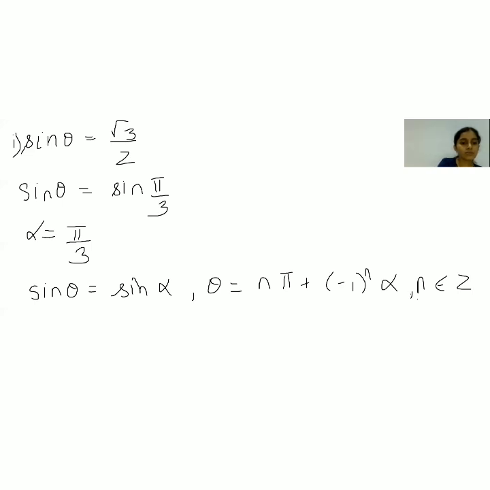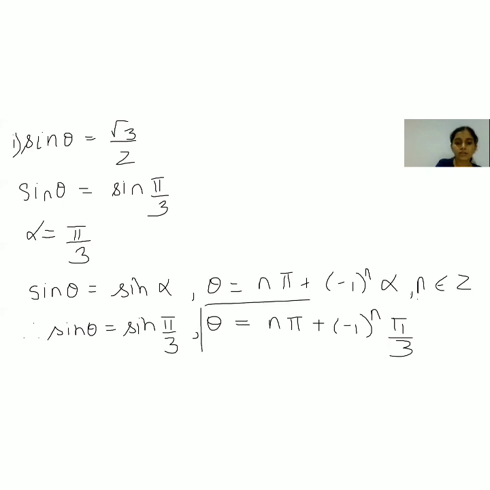For this sum it will be, therefore, sine theta is equal to sine of pi by 3, comma, theta is equal to n pi plus minus 1 raised to n. What is the alpha value? Pi by 3. So this is your generalized solution for sine theta is equal to root 3 by 2. Let's go to the next one.